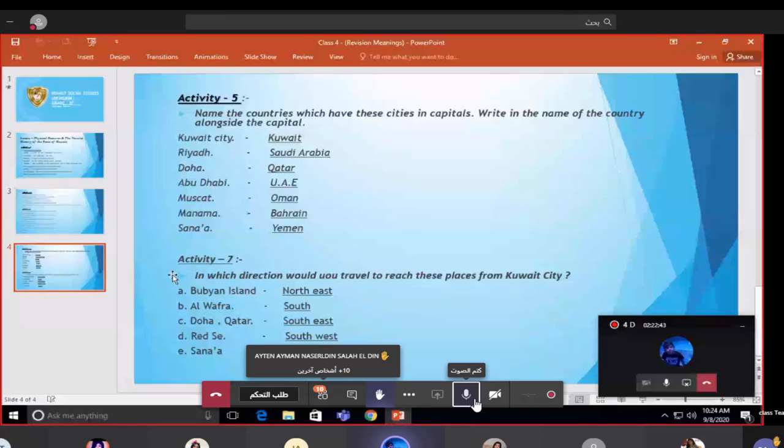In which direction do you travel to reach these places from Kuwait City? Okay, first one. Bubiyan. Island, not Iceland. I told you, the s is silent in island, so it is island. Okay. Bubiyan Island, northeast. Okay, next. East. Yes.